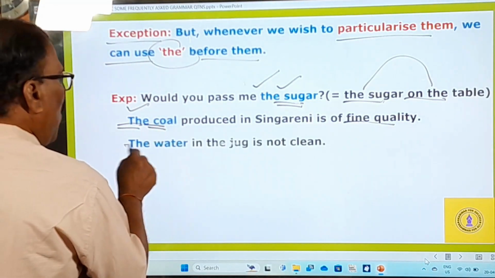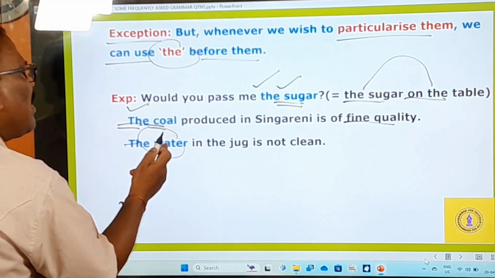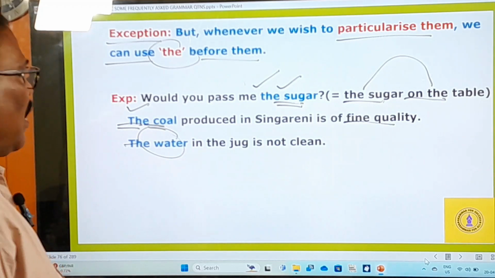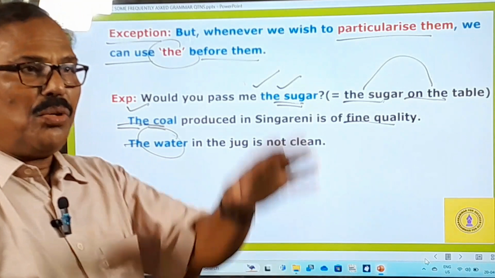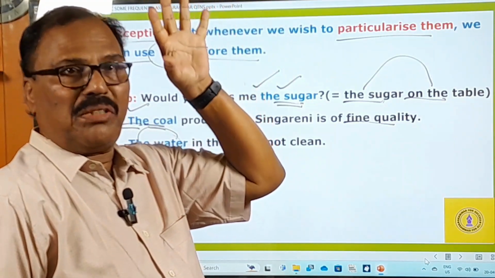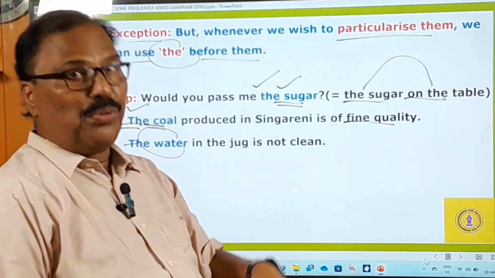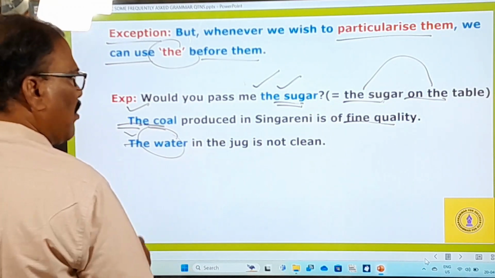Similarly, what is that? The water in the jug is not clean. Here you are not talking about water in general, but you are talking about this water in particular. The water in the jug. Water is something very important to people. That is the general sense. But the water in the jug, it's particular. So then you can use this. The water in the jug is not clean.